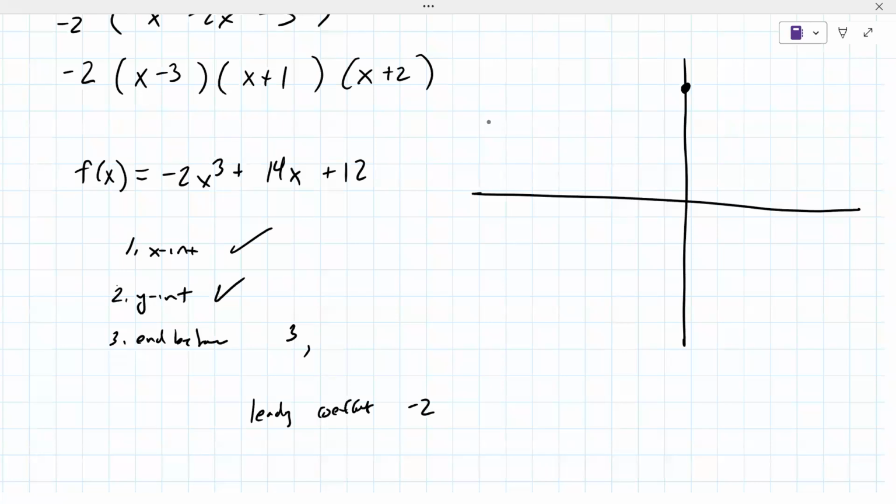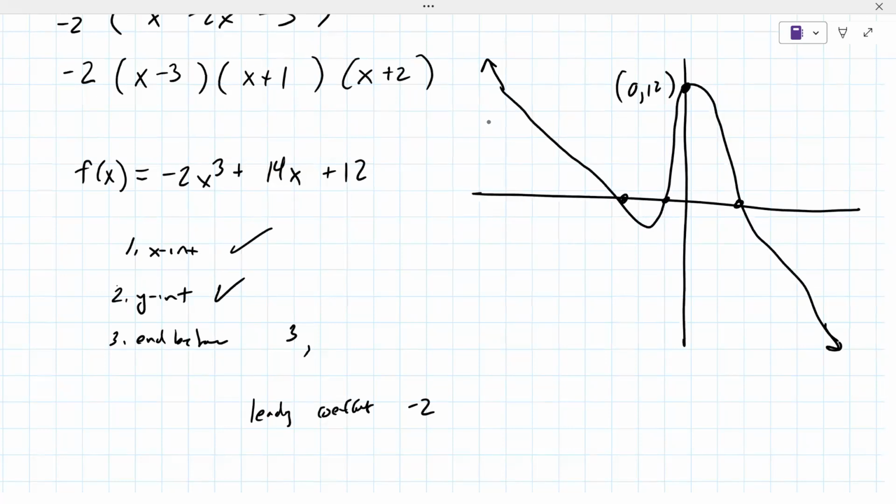Okay, so here's what you told me. You told me the y-intercept is at 0, 12. Do you have something like that down? Yeah. Okay. Then there were intercepts at 3, -1, and -2. Do you have something like that down? Yeah. Okay. And then you have to get the arrows in the right places. So leading coefficient negative, you have your arrows here. Yes. Fantastic. Now it's just connecting. Doesn't need to look pretty. Doesn't matter to me. If your graph looks something like that, you get full credit. Okay. All right.